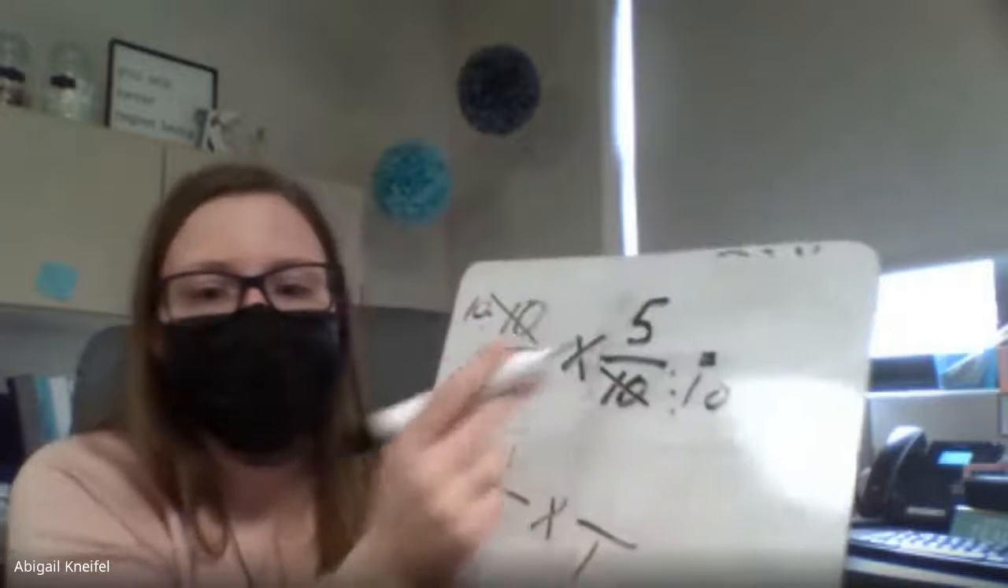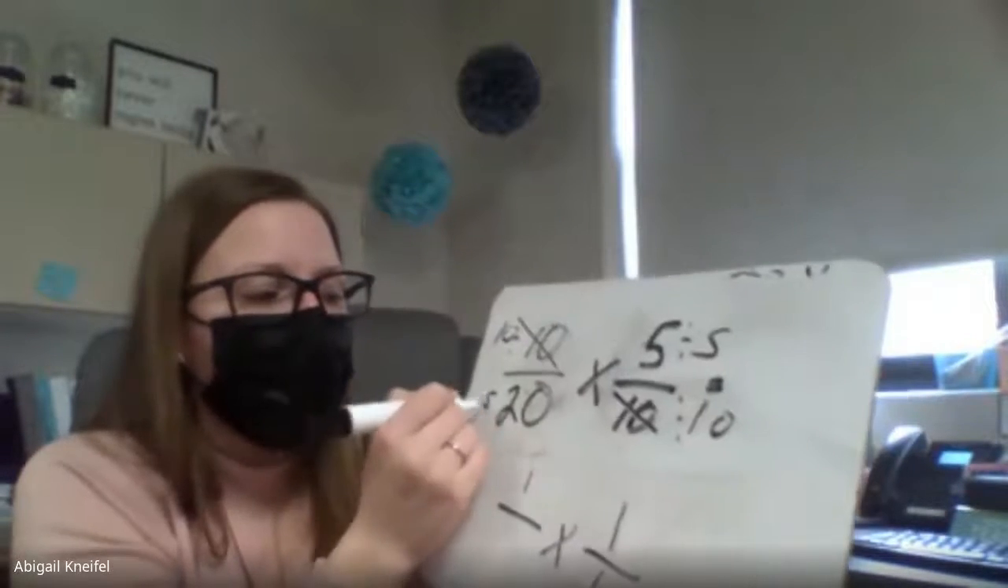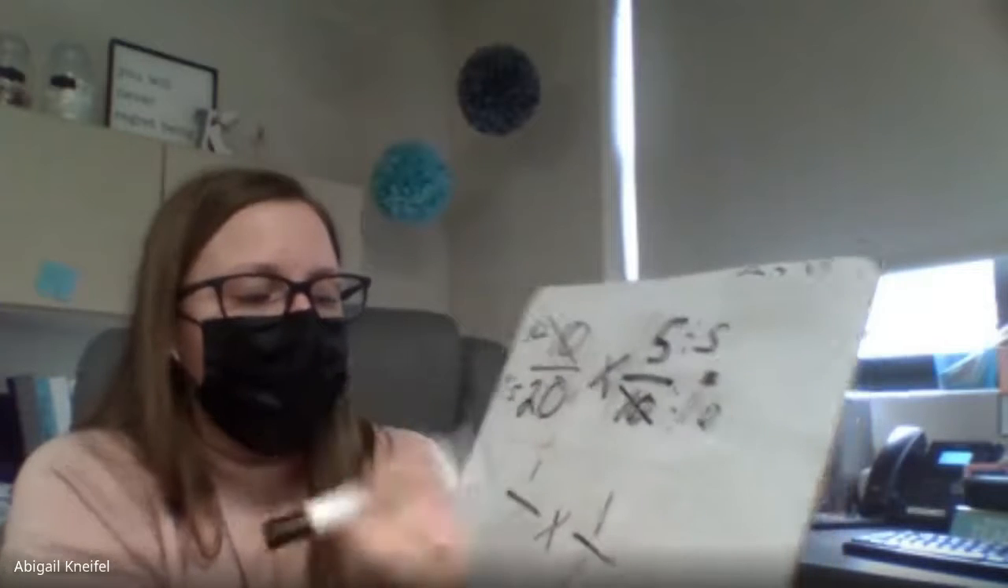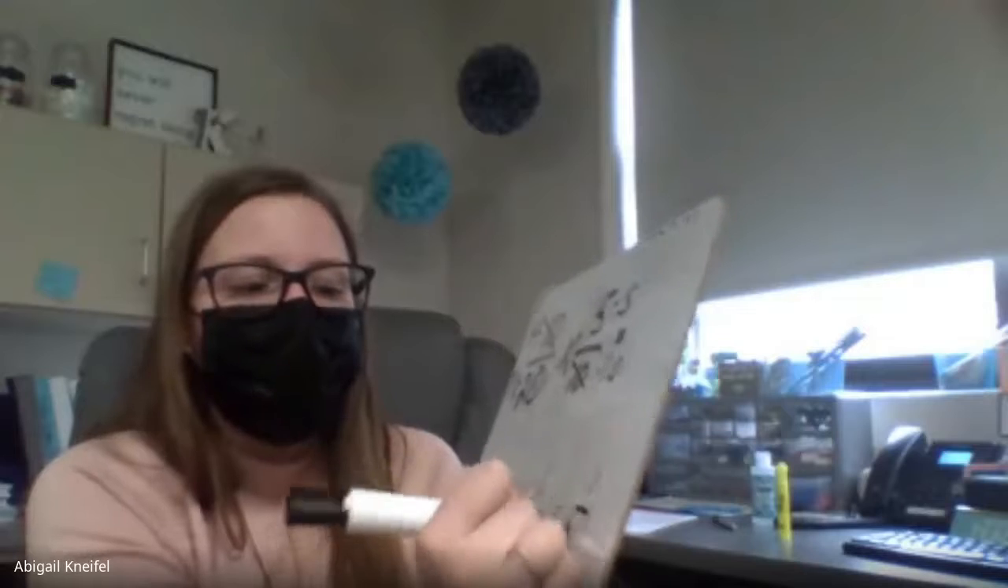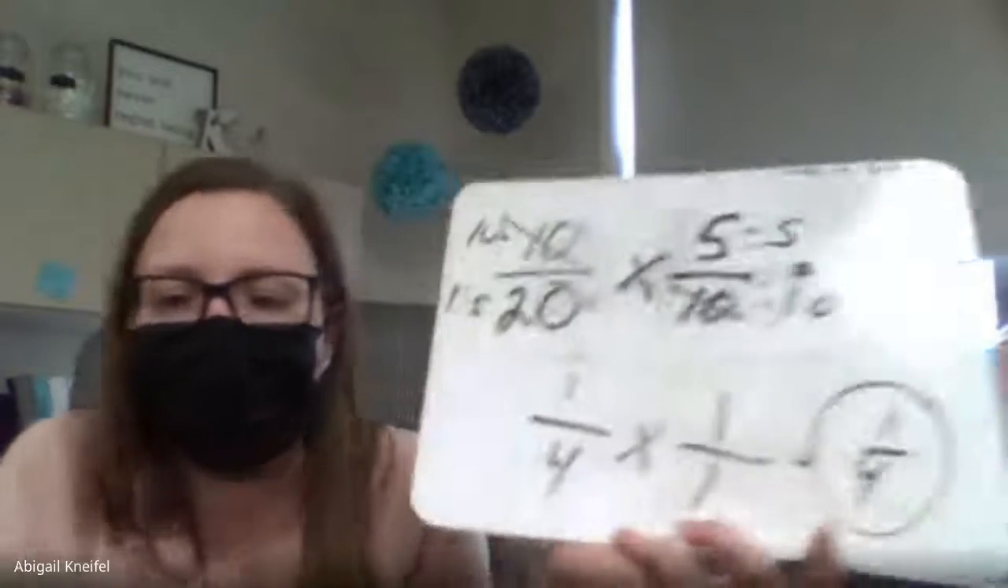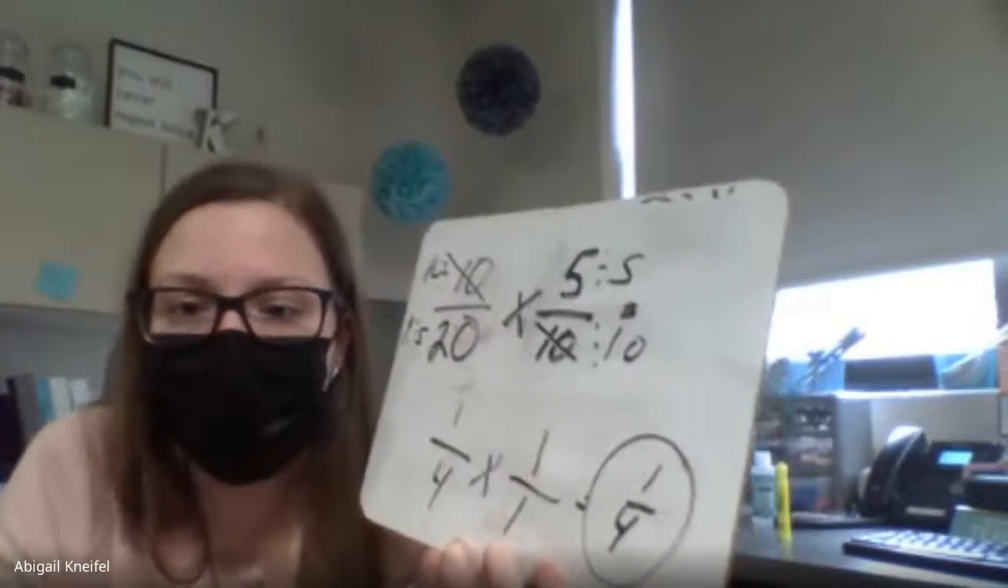Guess what? 5 and 20, those are compatible. 5 can go into 5 one time. 5 can go into 20 four times. So now we have 1 fourth times 1 over 1, which equals 1 fourth. Final answer, 1 fourth. You could have multiplied straight across, and then simplified, which would have been fine. But 1 fourth is our final answer.